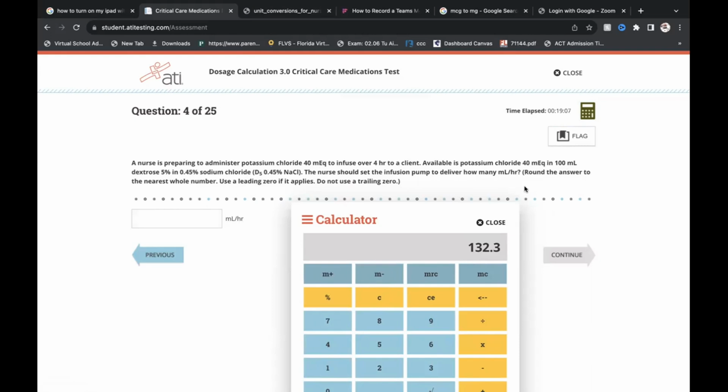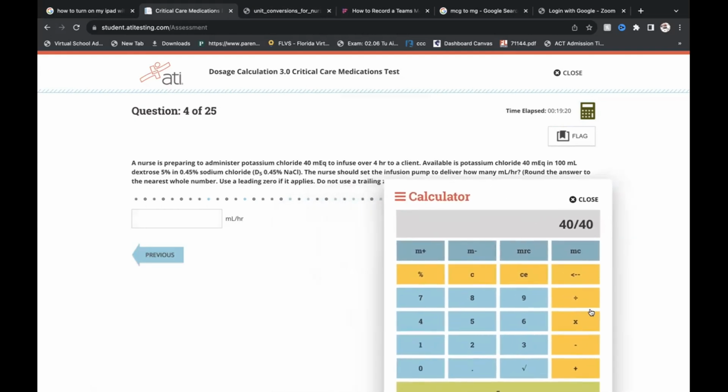There is one 40 MEQ in 40 MEQ. 40 divided by 40 gives you 1. 1 times 100 equals 100 milliliters.